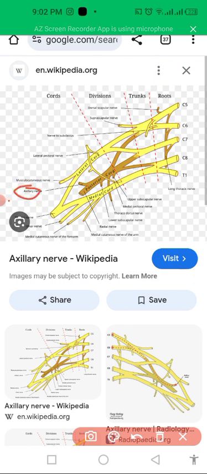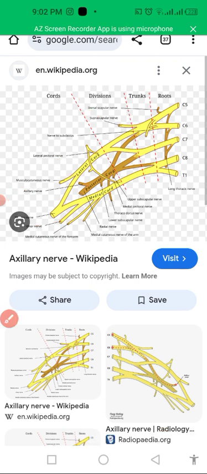cord, and the musculocutaneous nerve arises from the lateral cord, while the ulnar nerve arises from, here you can see, the medial cord, and then the median nerve arises from the lateral and medial cords, and then there is the suprascapular nerve that arises from the upper trunk. So in this way, the brachial plexus gives off different nerves.